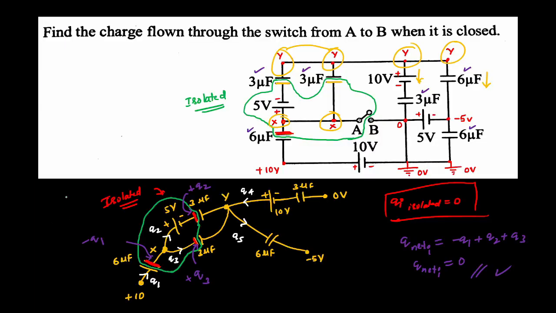Now we'll redesign the circuit so that it becomes easy for us to check the charges present on this so-called isolated part. Here I'm highlighting the isolated part. So this plate of 6 microfarad and this plate of 3 microfarad and another 3 microfarad, this one, right? Before switching on, that was isolated.